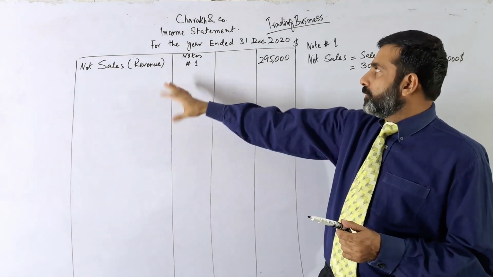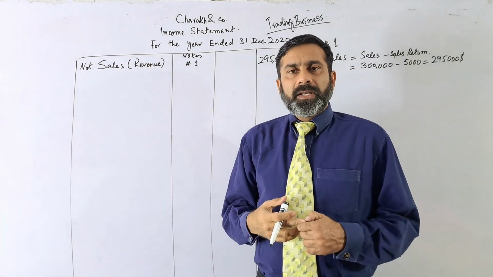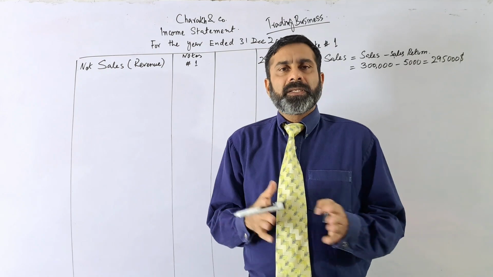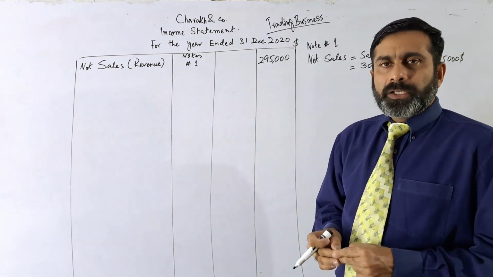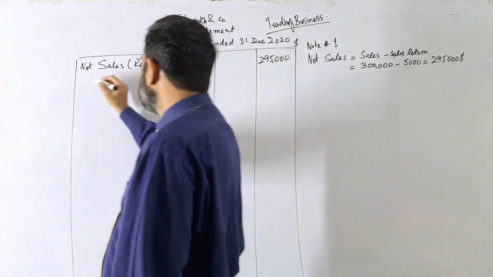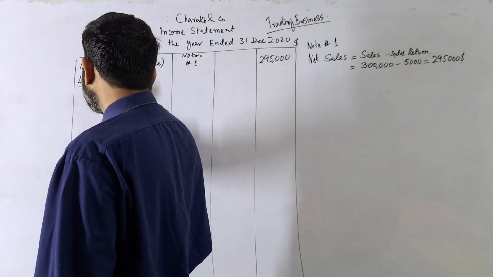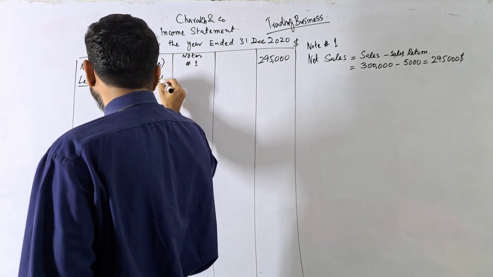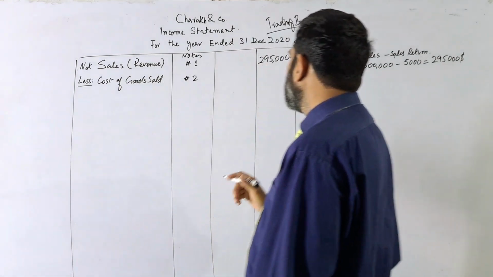The next thing that is very important is the concept of cost of goods sold. And the cost of goods sold for which business? For the trading business. Obviously there is a cost of goods sold for the manufacturing business also, but it is a bit different and complex, so we will discuss that later on. So we are simply considering the cost of goods sold for the trading business. From the net sales we have to less cost of goods sold, and it is, let's say, note number 2.